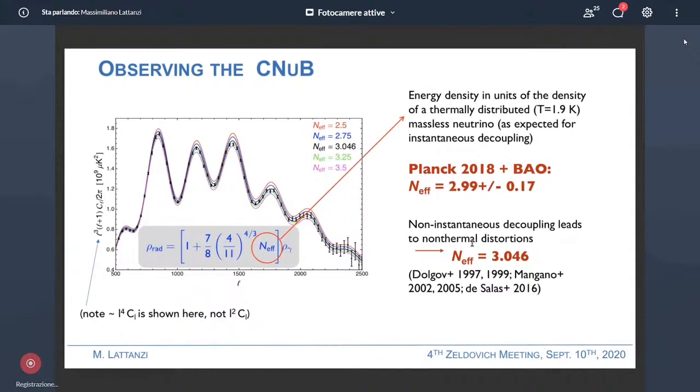And so in the plot, you see different curves corresponding to the CMB spectra for different values of N effective, and you see that the standard expectation really provides a good fit. You can see that even by eye, with the dots, which are the Planck measurements of the cosmic microwave background anisotropy spectrum.